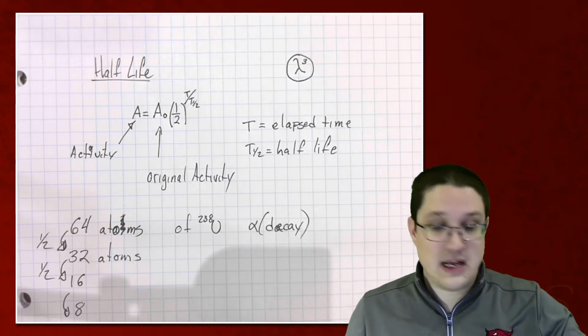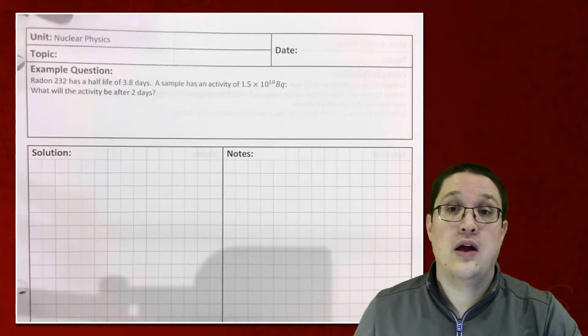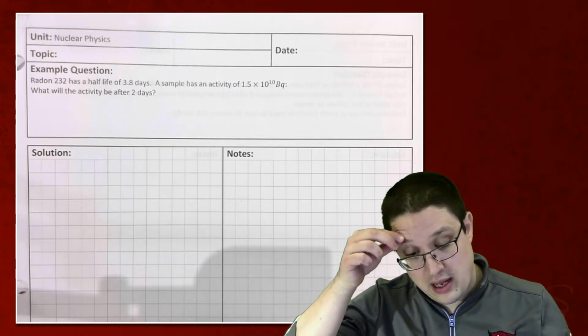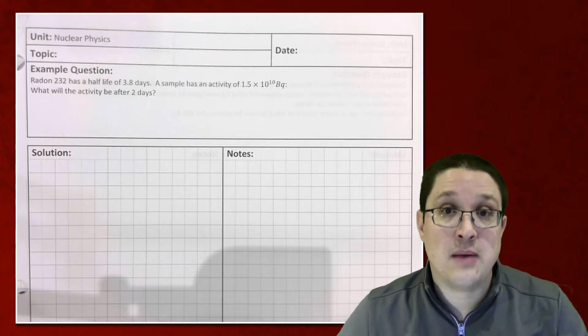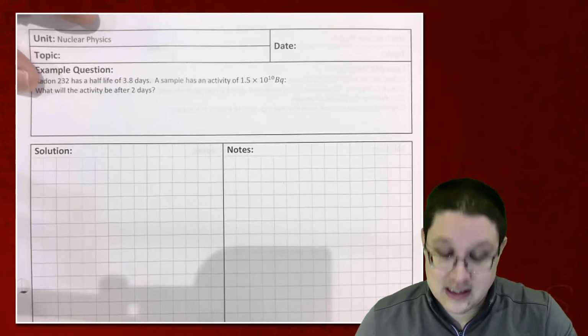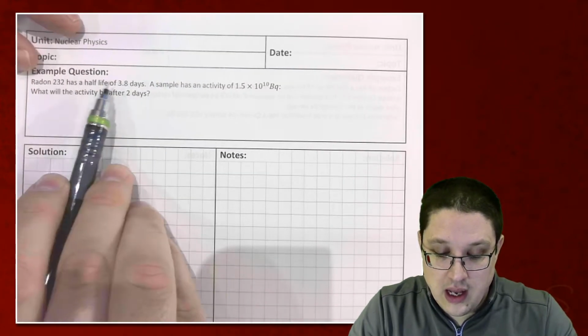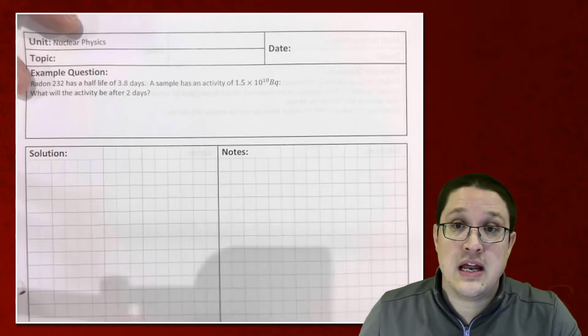So let's take a look at an example here. Again, this example will be in the class notebook. I will have them in there if you want to work through them at the same time. I will also have the solved example in there as well once I scan them. So in this case, we have radon-232 has a half-life of 3.8 days.